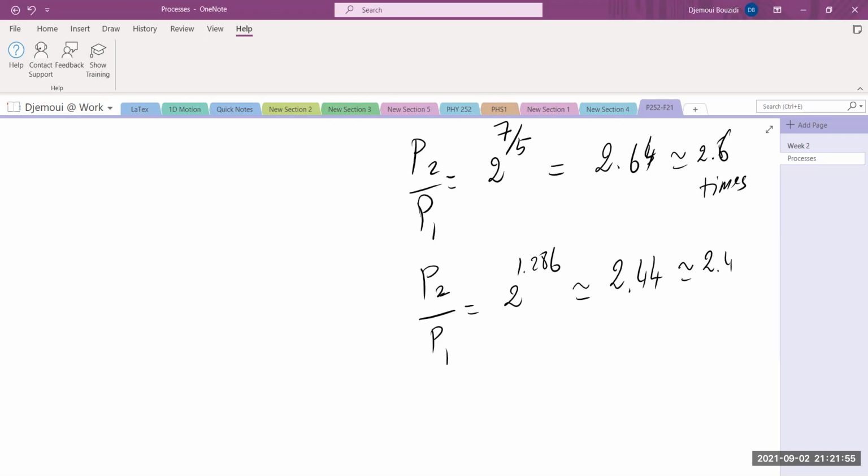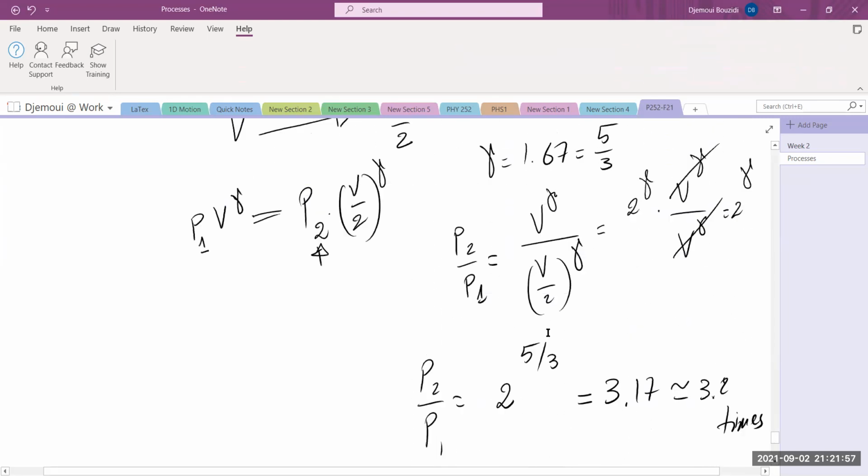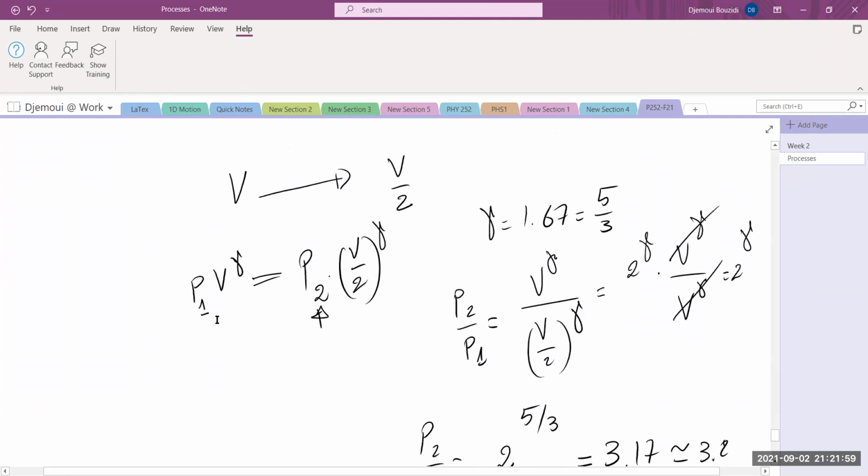So that's the first question. Do you guys understand where the answers came from though? They came from the fact that PV to the power gamma is constant, except the V went down by a factor of half, so the pressure must go up to keep this relationship true.